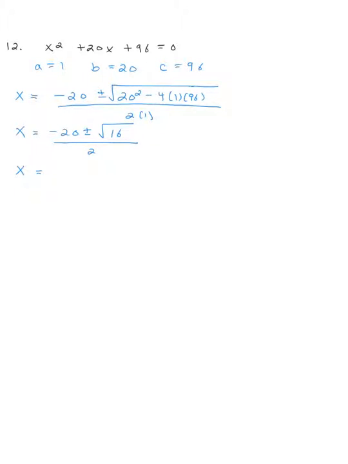And the square root of 16 is 4. And so here we have our two solutions. We have negative 20 plus 4 over 2, and also negative 20 minus 4 over 2. In this first one, that's negative 16 over 2, which is negative 8. And then we have negative 24 over 2, which is negative 12.